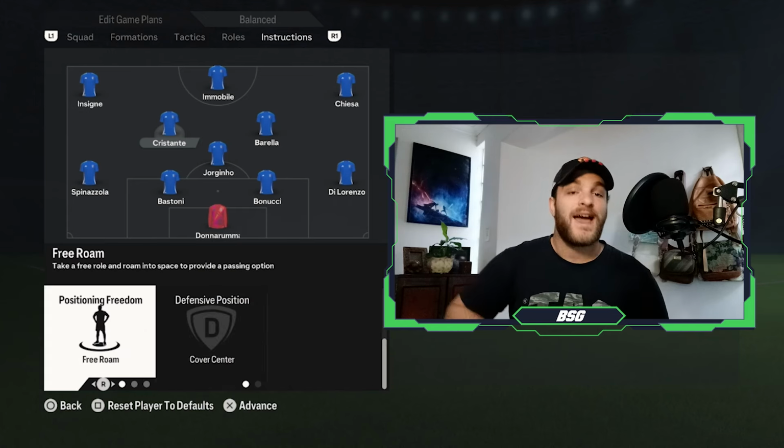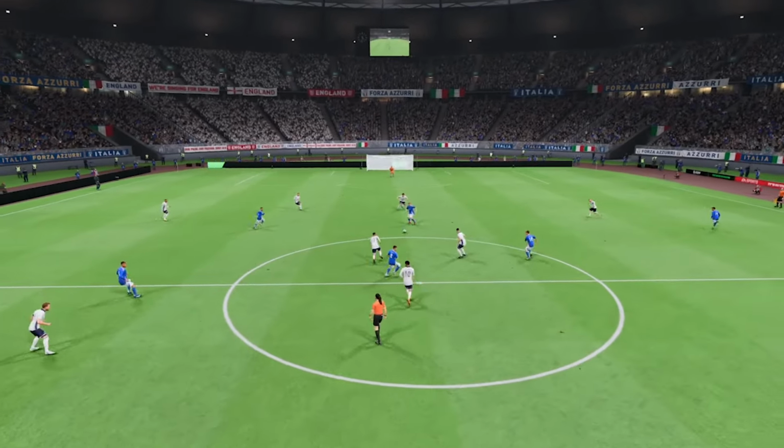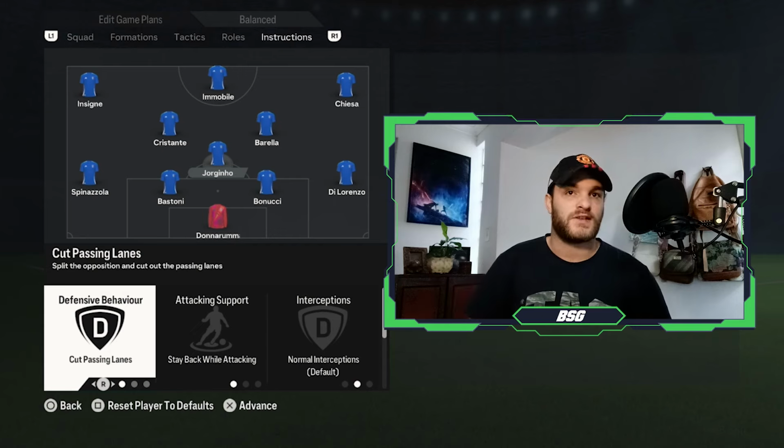The role of the number 6 for this Italian side, and that is the likes of Jorginho, he will be set to maintaining a cut passing lanes approach for the defensive behavior, allowing him to intercept the play. And I'm pretty sure he ended off Euro 2020 with the most interceptions from the competition, which is quite impressive considering there was a prime N'Golo Kante playing in the same competition.